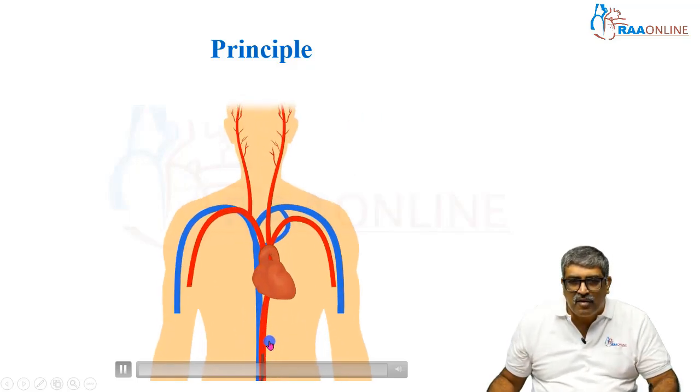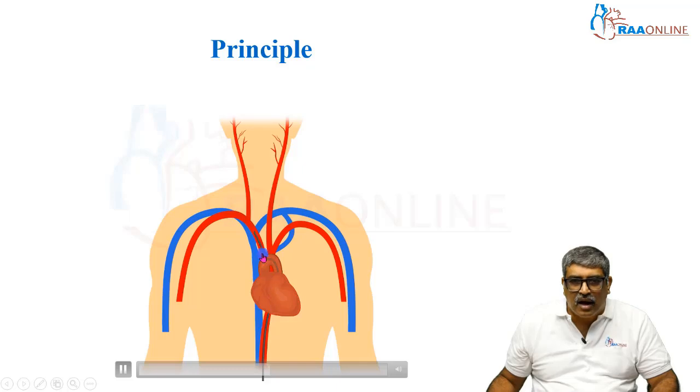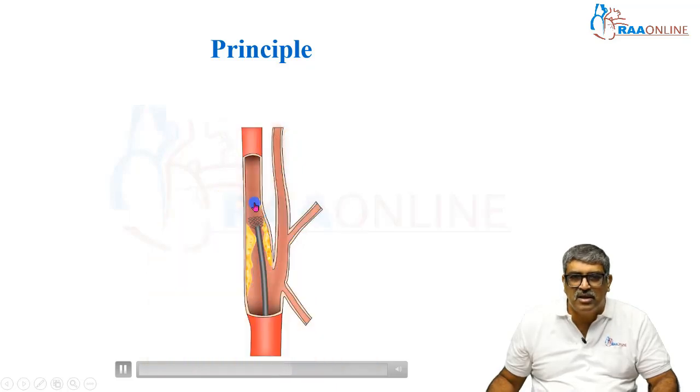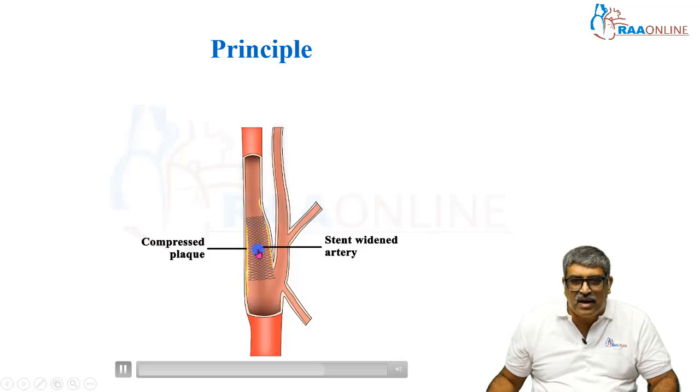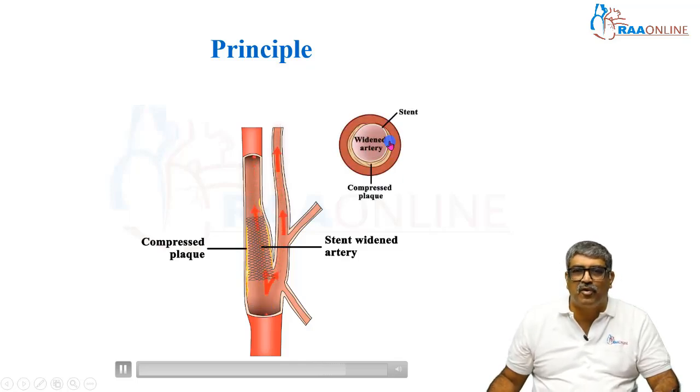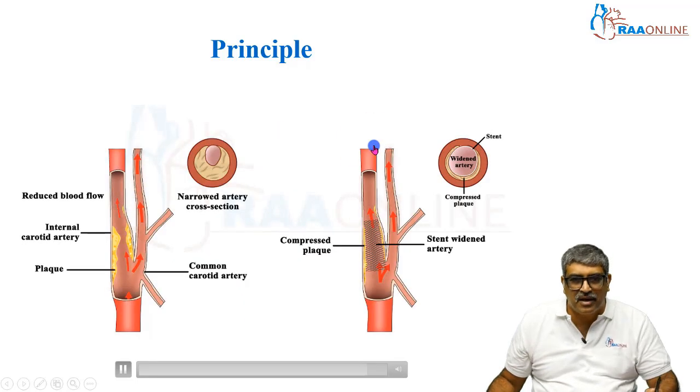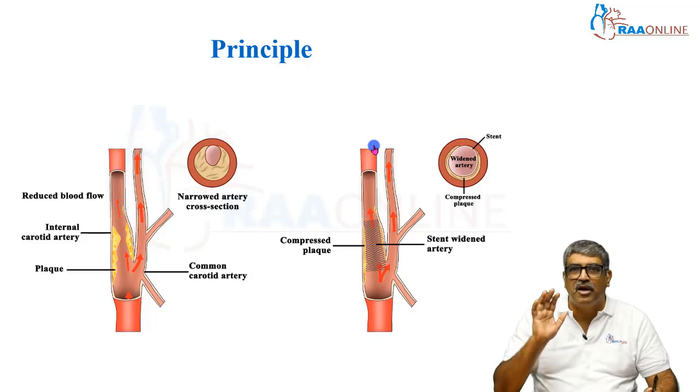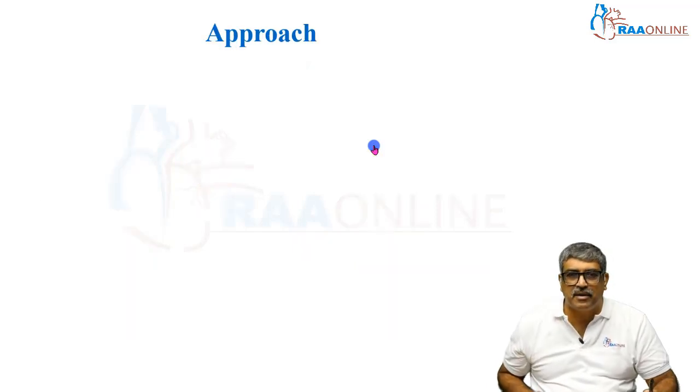You go via femoral artery and enter the arch and then go into the carotid. You cross the internal carotid and place the stent across the internal carotid. Thereby, you widen the artery as well as compress the plaque and re-establish the blood flow. So, your lumen is being widened and the blood flow is being re-established. This is the principle of carotid artery stenting.